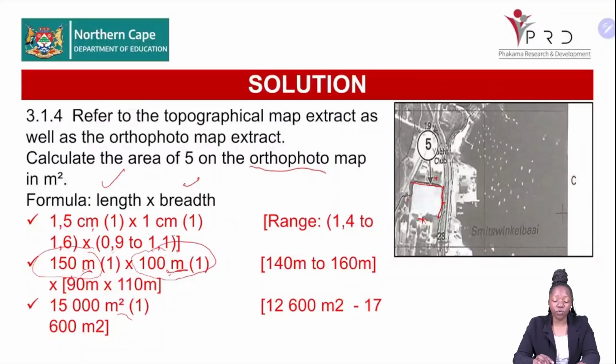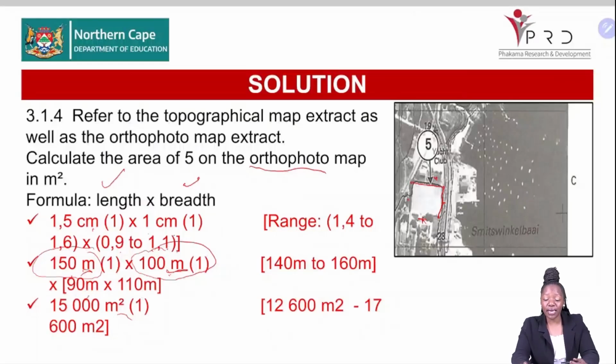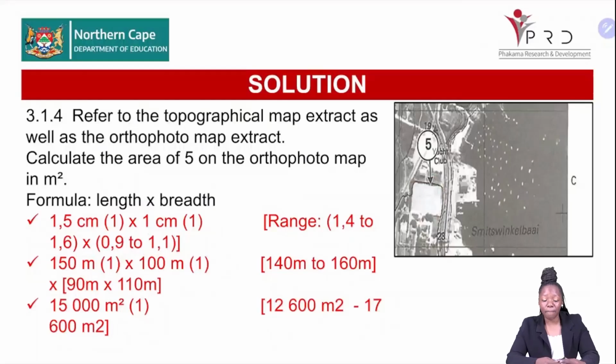Then again, if you receive 0.9, you will have 90, and if you receive 1.1, you will have 110. So from the final answer, our range will be 12,600 meters squared to 17,600 meters squared. For the area alone, you will have a maximum of 5 marks, or a minimum of 4 marks or 3 marks should it happen that the examiner already calculated some of the measurements. Here we were not given, hence you have the full 5 marks.